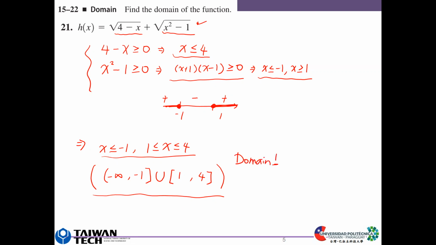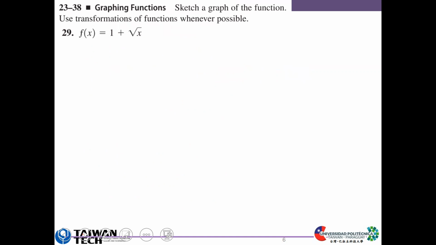So the rule is: if there's a square root, then what is inside the square root must be greater or equal to 0. The next problem we're looking at is problem 29. Sketch a graph of the function. Use transformations of functions whenever possible. Personally, I don't know the transformations.